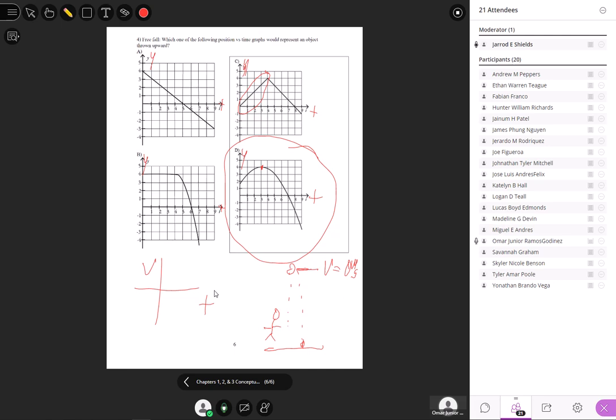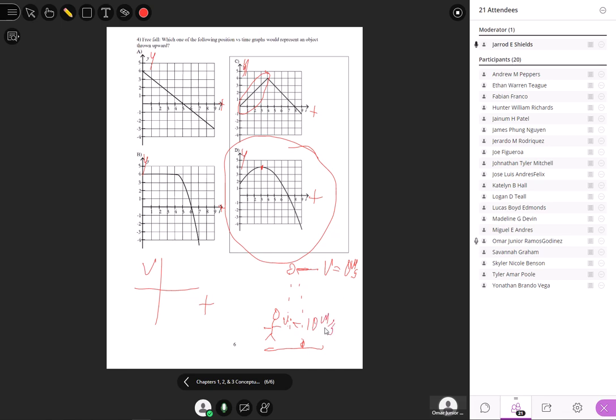Yeah, page 52. We did this in class the other day. For an object thrown straight up, let's see, position versus time. Yeah, thrown up with an initial speed. Let's say the initial speed right here, V initial, is 10 meters per second, okay?